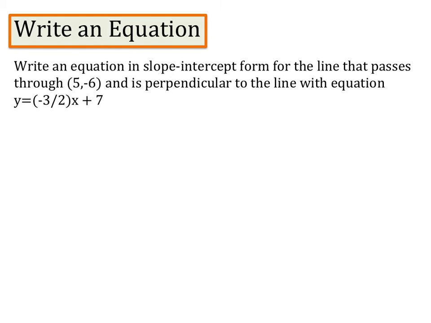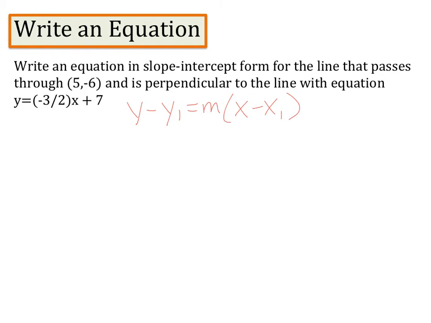So now let's write an equation in slope-intercept form for the line that passes through 5, -6 and is perpendicular to the line with equation y equals -3/2x plus 7. Alright, well, the first thing that we can do is start off with our point-slope form. So y minus y1 equals m times x minus x1.